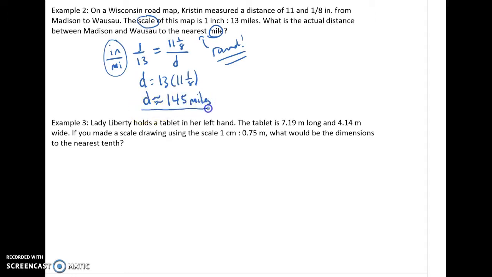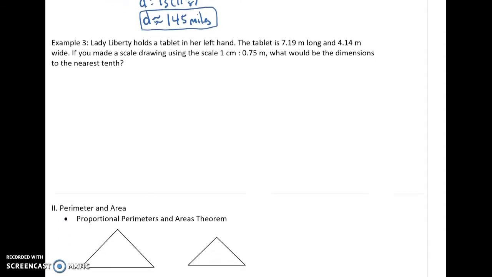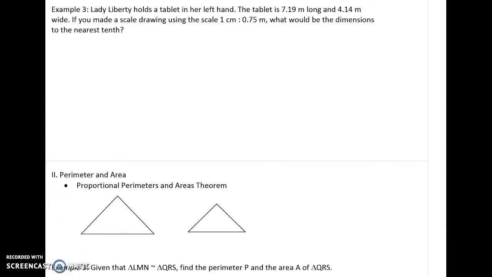Please make sure you're labeling your answers with the units because it has context in the word problem, so we want to make sure we answer with those units. That'll be important when you talk about area, perimeter, and stuff later. Okay? Example 3, Lady Liberty, which is another way of saying Statue of Liberty, right?